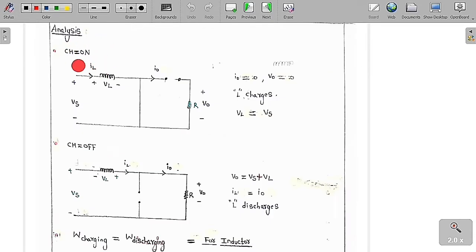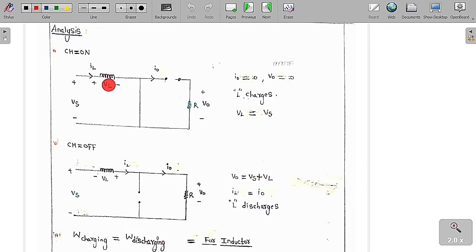The first case is that I am going to turn on the chopper. When the chopper is turned on, this is the circuit diagram I am going to get. This is plus or minus Vs, and this is an inductor. So the chopper is on. Therefore, whenever the chopper is on, the diode is reverse biased. So this is an open circuit, the output current is equal to 0, and therefore the output voltage is also equal to 0.